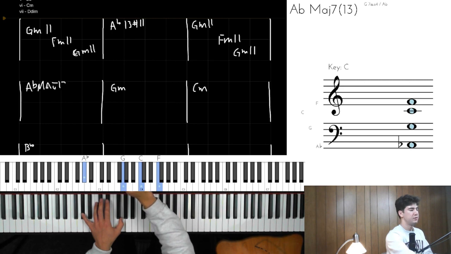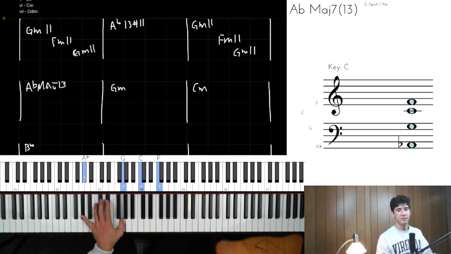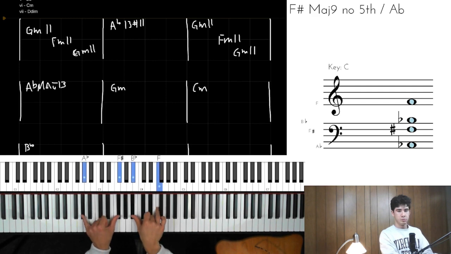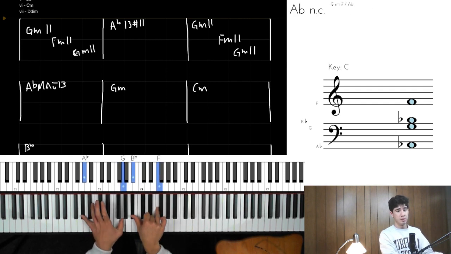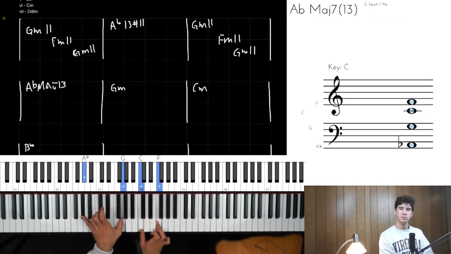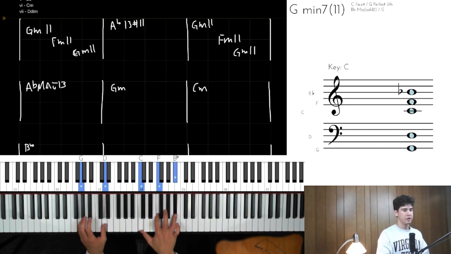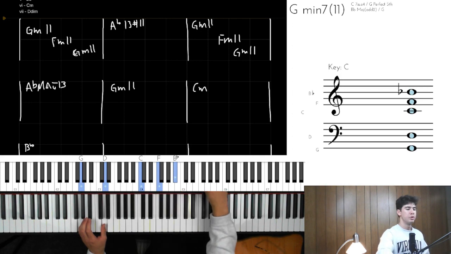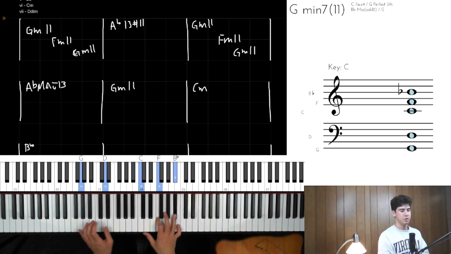The difference between A flat 13 and A flat major 13 is the 7th. This was the A flat 13. Major 13 uses a major 7th. So here it is. Okay. Back to our G minor 11. Same exact voicing with the quartal upper structure.